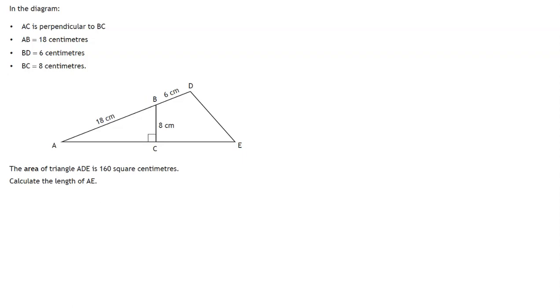This question here focuses on triangles and the area of triangles using angles and sine within it. Now in this diagram, we're told that AC is perpendicular to BC, AB is given a length, BD is given a length, and BC is given a length as in the diagram there. Now we're told the area of the triangle ADE is 160 square centimetres, and I want to calculate the length of AE. Now instantly our brain would maybe go to sine rule or cosine rule or SOHCAHTOA or something like that. The issue is we're missing angles.